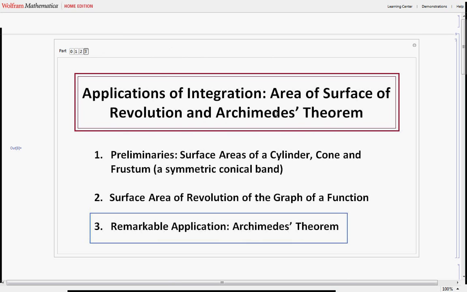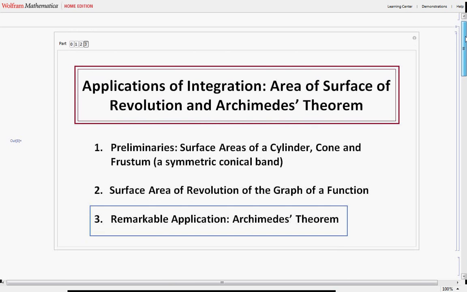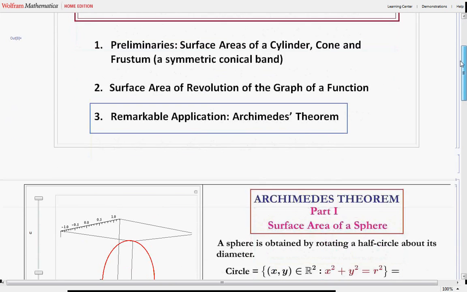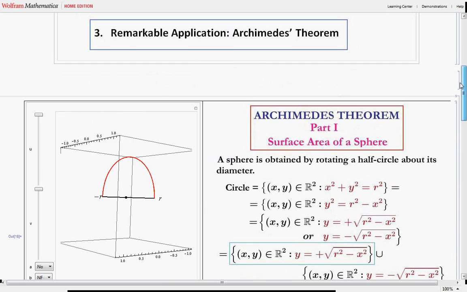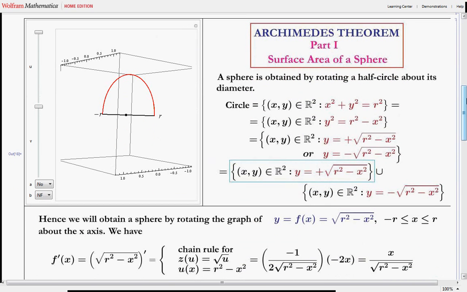After hard work, we are finally ready to prove the surprising theorem by Archimedes. I will explain why I use the adjective surprising in a moment. The main part of the theorem is the formula for the surface of the sphere. Let's see how this formula follows from the general result we derived in the previous section.